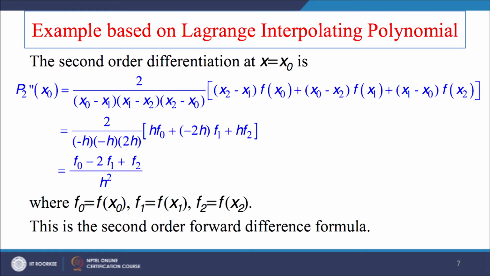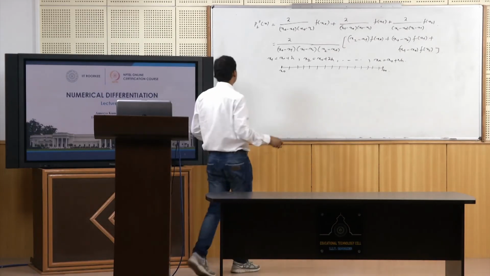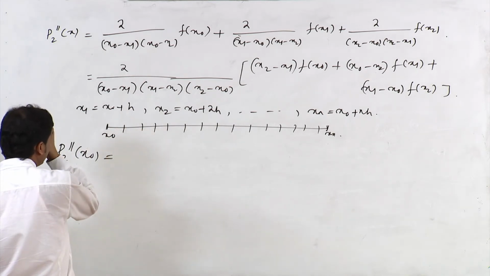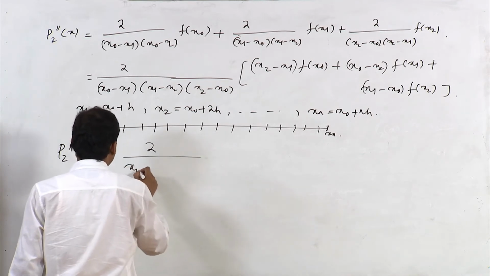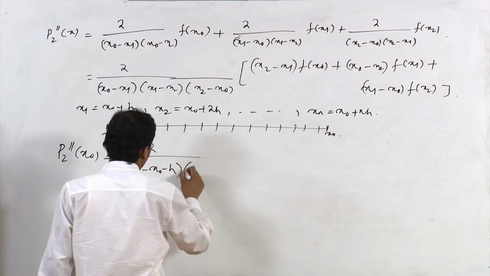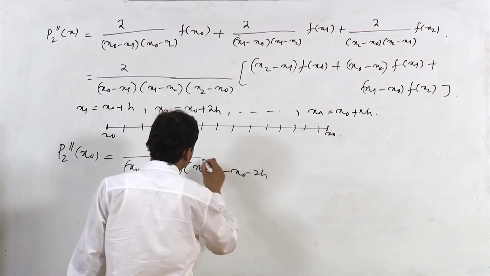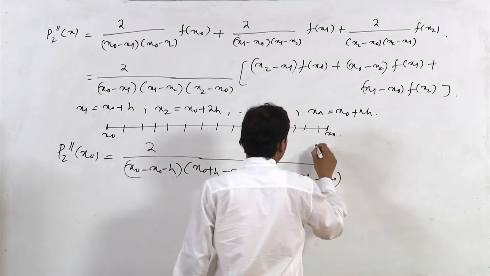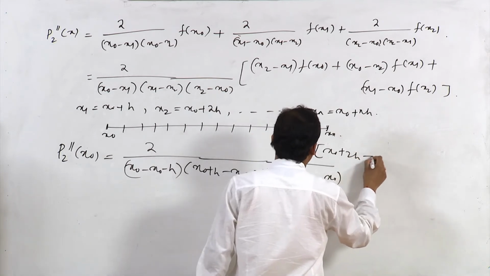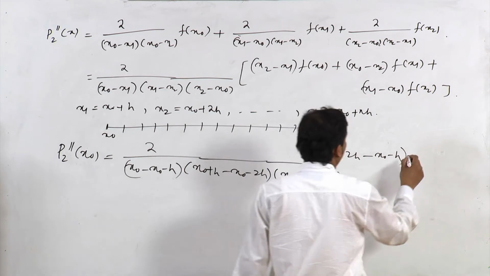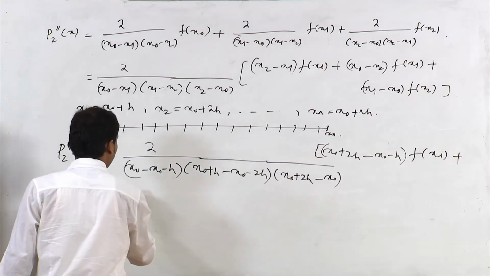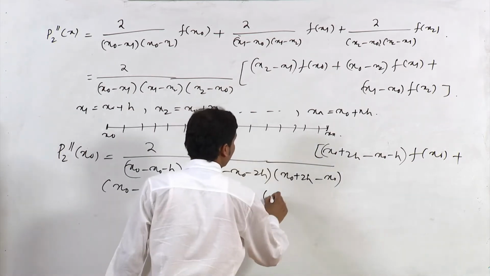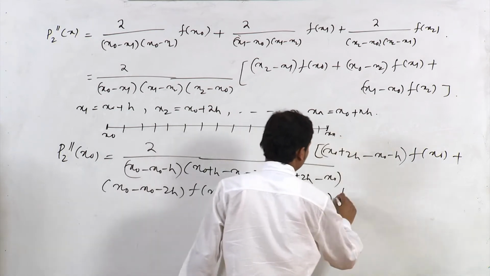If we differentiate p2 double dash at x0, then we can obtain p2 double dash of x0 using directly the same formulation here, that is 2 by (x0 minus h, x0 plus h minus x0 minus 2h), (x0 plus 2h minus x0) into (x0 plus 2h minus x0 minus h) into f of x0, plus the next term into f of x0 plus h, plus (x0 plus h minus x0) into f of x0 plus 2h.